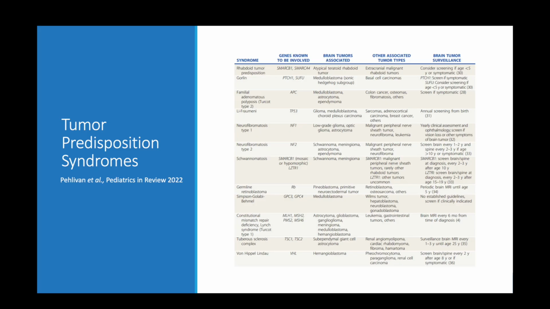There are certain tumor predisposition syndromes, and these are all things that you probably studied back in medical school, and it's good to be familiar with the syndrome, the genes that are known to be involved, as well as the typical brain tumors that are associated with these different syndromes. There's a lot here on this slide, and I'm not going to read through it all just for the sake of time, but I will leave it here for your reference.